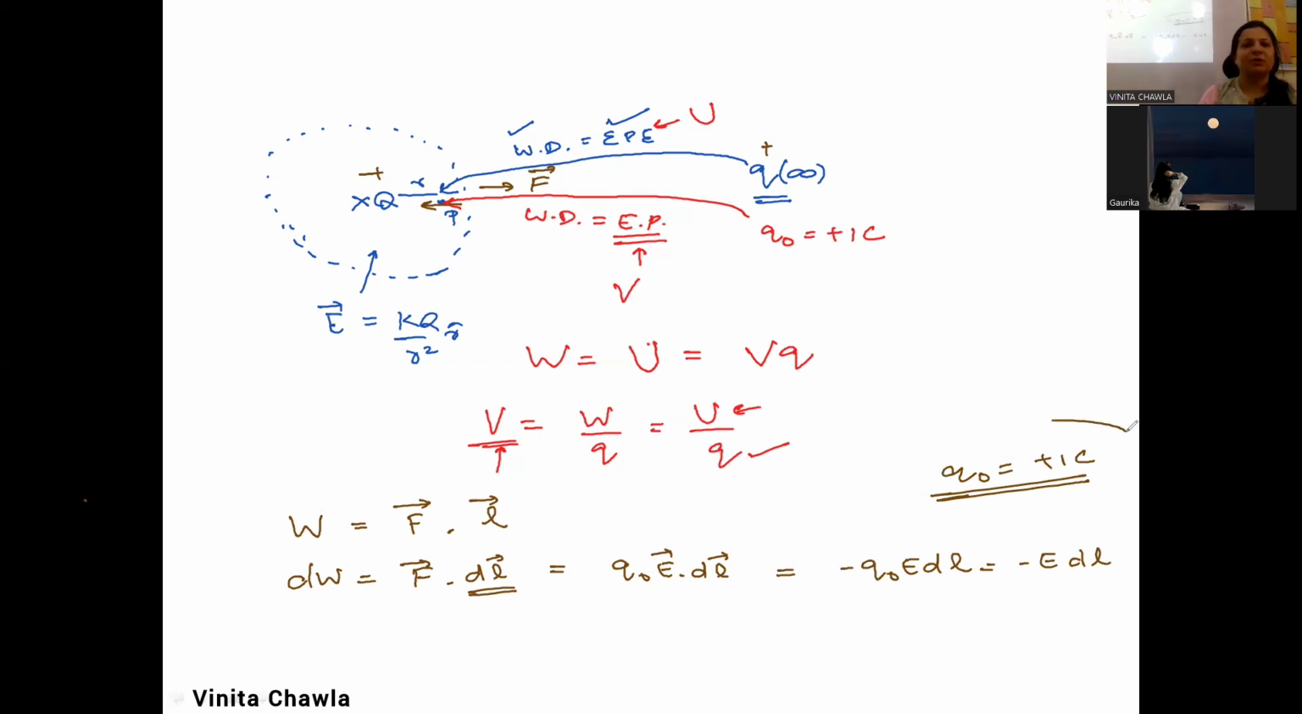If the charge is unit positive, then this work done is equal to electrostatic potential. For a unit positive charge, this work done is equal to electrostatic potential, and dV is equal to minus E dot dL.